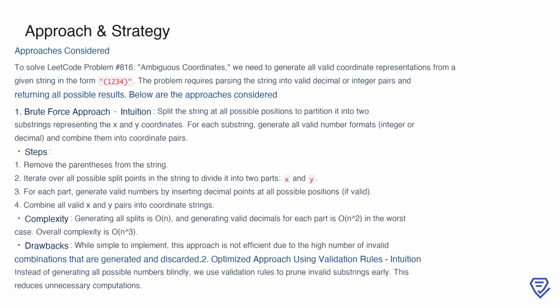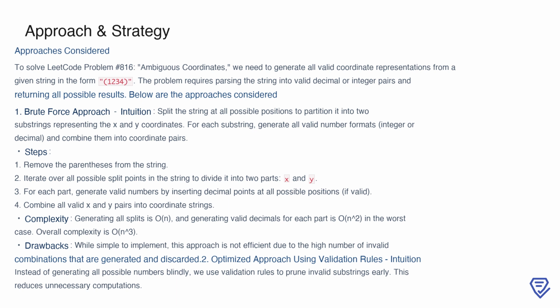To solve problem number 816, we need to generate all valid coordinate representations from a string formatted as (1234). The goal is to produce all possible x and y coordinate pairs, where each coordinate can be an integer or a decimal number. One approach to tackle this problem is the brute force method. The idea here is to explore all possible ways to split the string into two parts, representing x and y. For each substring, we systematically generate all valid numbers by inserting decimal points at every position and checking if the result is valid.